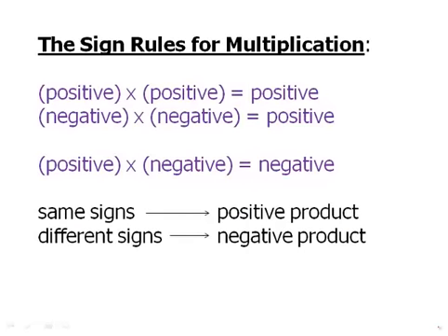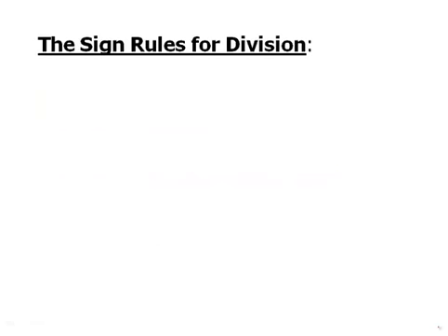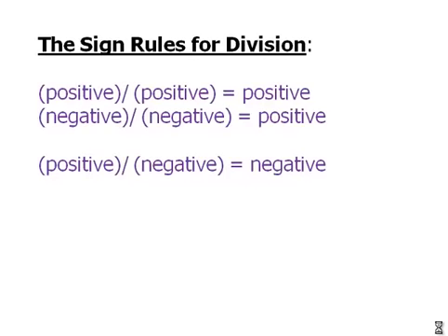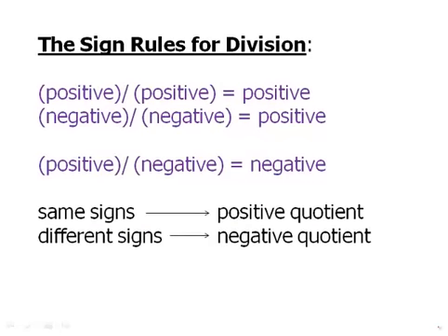So notice when we multiply same signs, we get a positive product. When we multiply different signs, we get a negative product. The sign rules for division. You'll notice these are quite similar. Positive divided by positive, that equals positive. Negative divided by negative, the negatives cancel, we get positive. Positive divided by negative or negative divided by positive, we get negative. So once again, same signs gives us a positive quotient, different signs gives us a negative quotient.